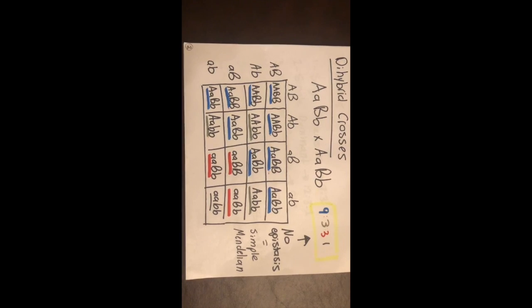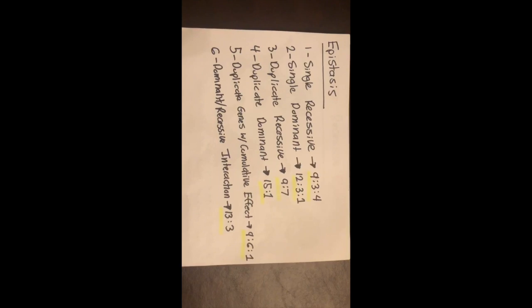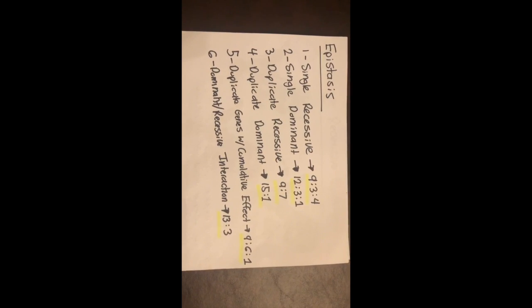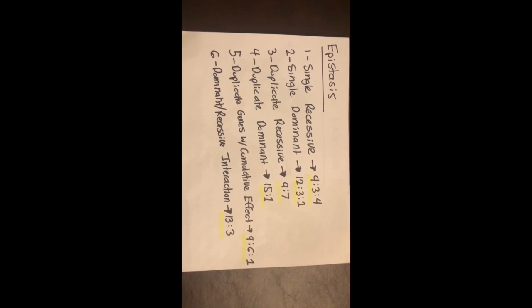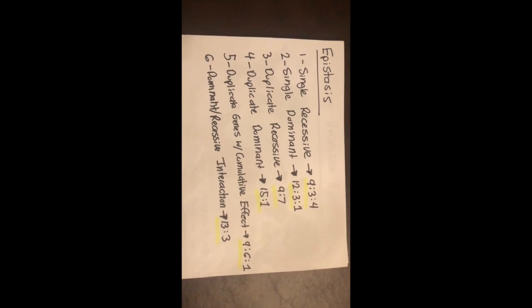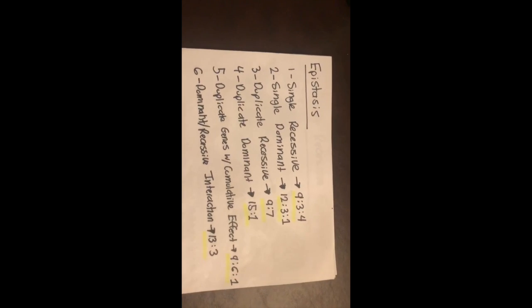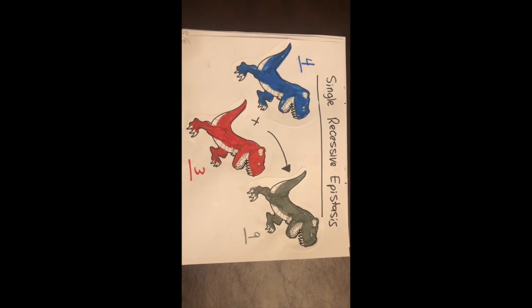When epistasis occurs, this 9 to 3 to 3 to 1 ratio becomes modified based on the type of epistasis. There are six main modes of epistasis: single recessive, single dominant, duplicate recessive, duplicate dominant, duplicate genes with cumulative effect, and dominant recessive interactions. Each of these modes produces a unique ratio of interest when a dihybrid cross is performed. These values are shown here. The mode of epistasis I will be covering today is single recessive epistasis.